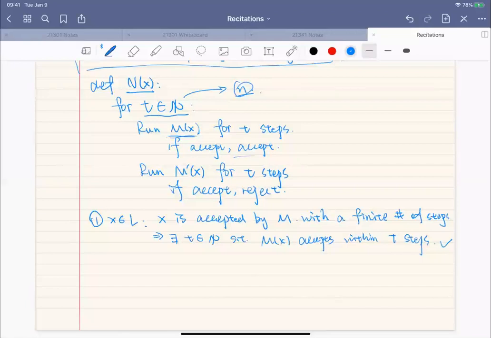On the other hand, one thing to note here is that M prime never accepts X if X is in L, because M prime only accepts strings that are in L complement. So if X is in L, then X is not in L complement, so M prime never accepts X.